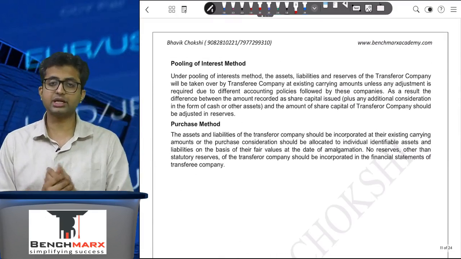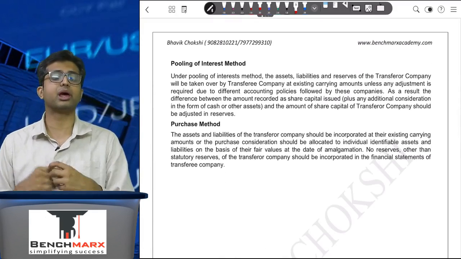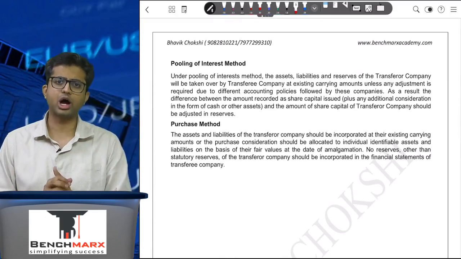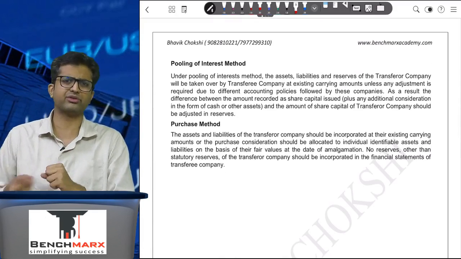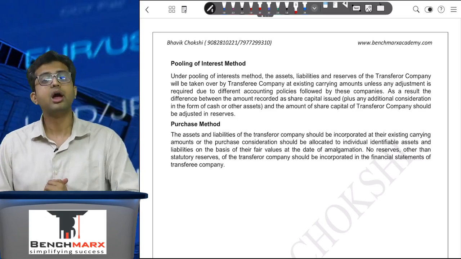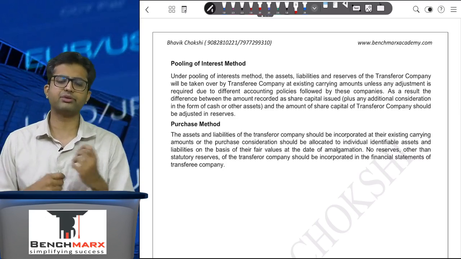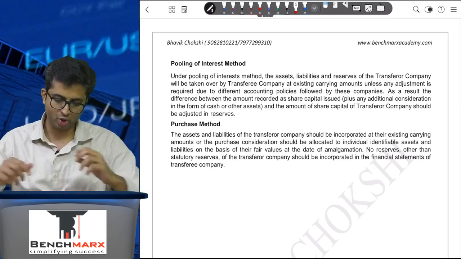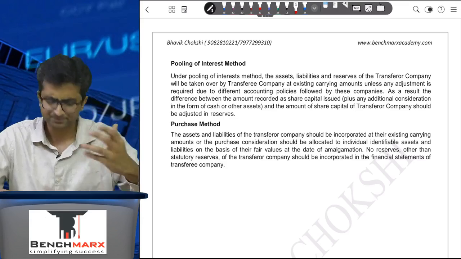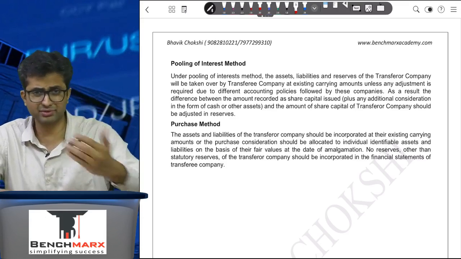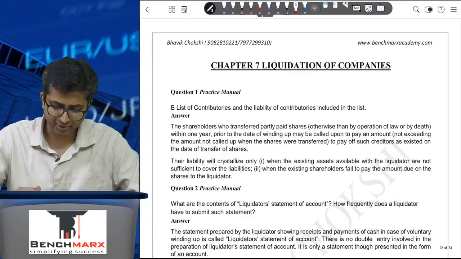On the other hand, in case of a purchase method, all assets and liabilities are taken over at fair value. Reserves are not taken over. It is just that statutory reserve can be created. And the difference between purchase consideration and the net assets is adjusted against goodwill or capital reserve, as the case may be. This is something which you can write even without reading this theory, something which you should be aware of.